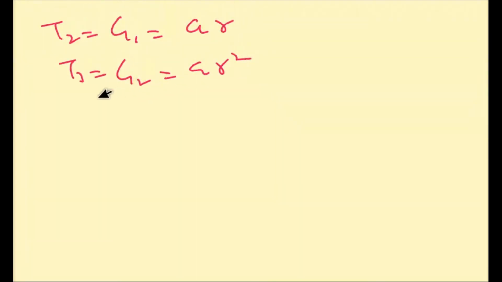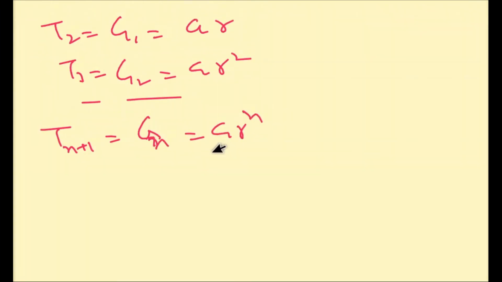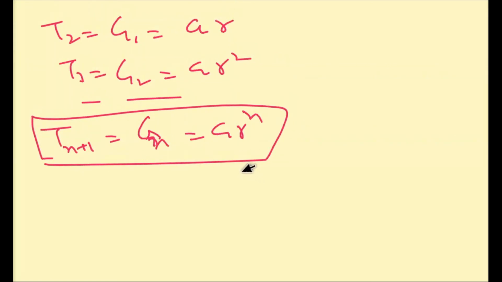Okay, this way first we find the value of R. After that we can find T2 equal to first geometric mean, that is AR, and T3 equal to second geometric mean, that is AR square, and so on. The n plus 1th term A will be nth geometric mean, that is AR to the power n. Okay, so using this formula we can find nth geometric mean.